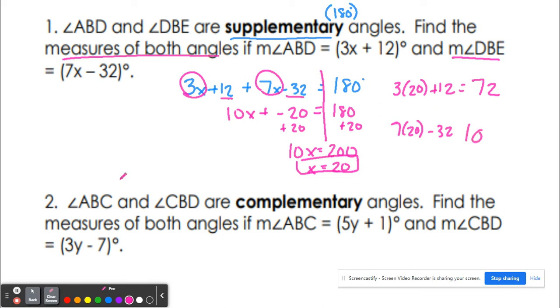Now I can easily check myself. So these are my two answers right here. But if I wanted to check these and make sure I did them correctly, I'm going to add these together. And when I do, I should get 180 degrees because these are supplementary. If I don't, then that's a way to tell myself I did something wrong.